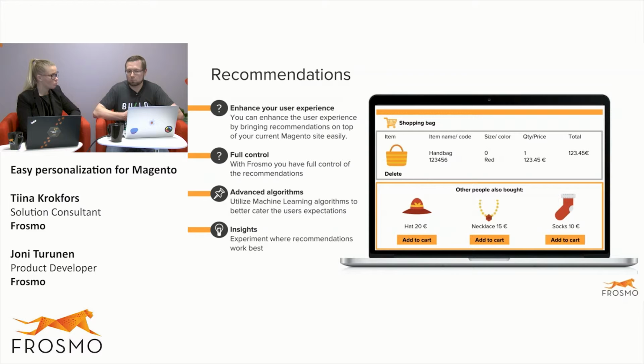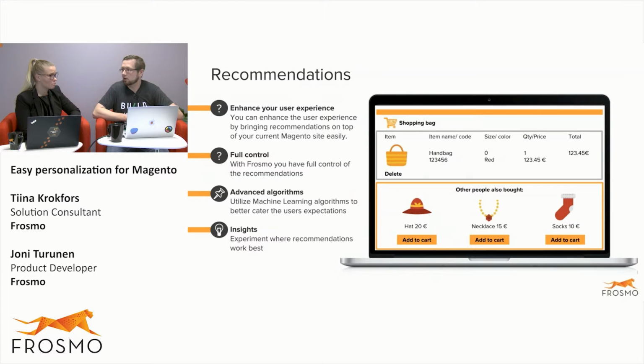With that one, you can also experiment which works the best. Then we have all the advanced algorithms, so we can use machine learning, artificial intelligence algorithms like natural language processing, for example. And one important aspect is obviously the insights. You want to know whether these recommendations really work, how they're performing, and whether they're bringing value to your site, and you can get that quite nicely with Frosmo.